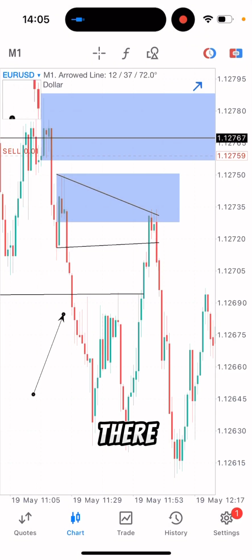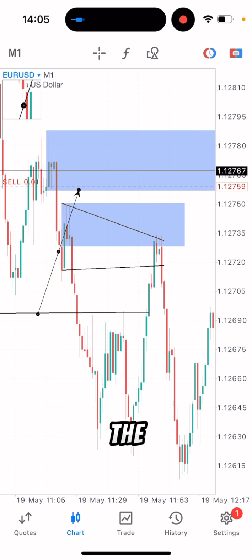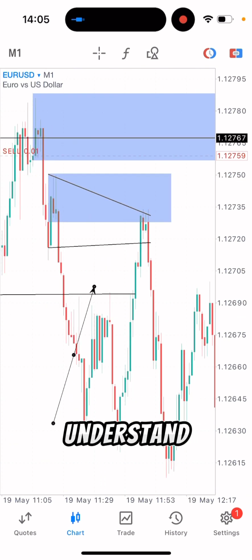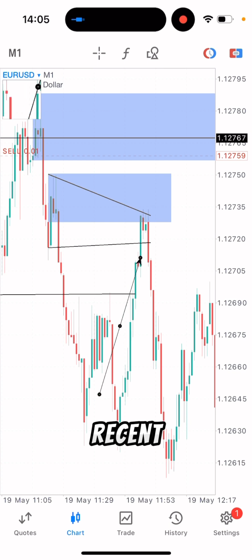There is the first entry here, and there's the second entry here. I understand those two zones, so I was kind of skeptical. Understand? Price actually tapped here and cleared out this liquidity, which I saw, but I was just skeptical of this very recent breakout of the key level.